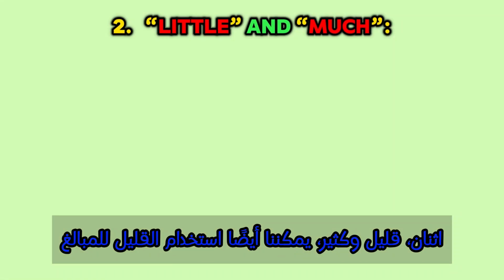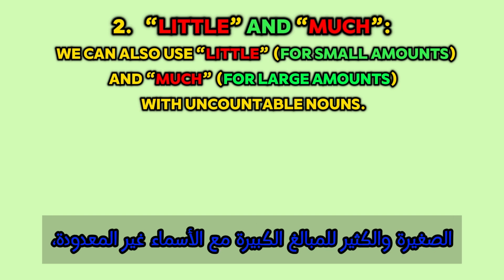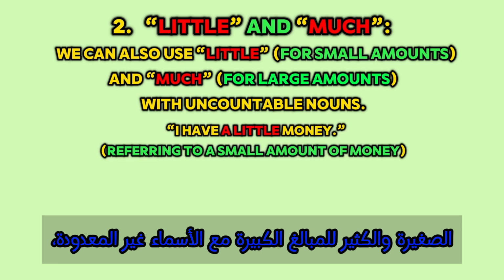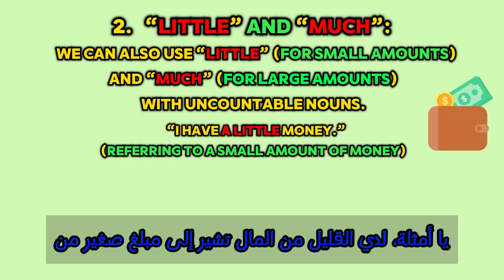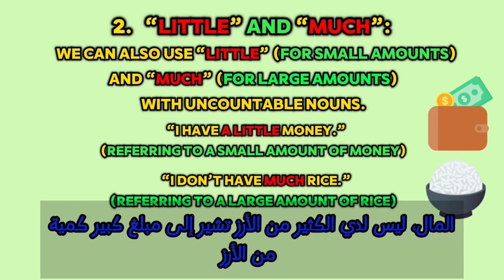2. Little and much. We can also use little for small amounts and much for large amounts with uncountable nouns. Examples: I have a little money, referring to a small amount of money. I don't have much rice, referring to a large amount of rice.